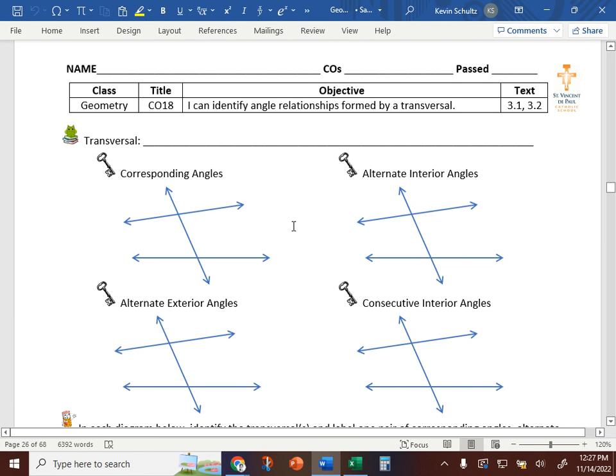We are continuing through our Unit 3 with CO18, and we're going to introduce kind of a big concept today. And that big concept is the idea of transversals.